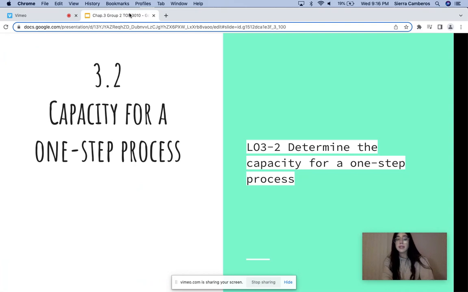Hey everyone, I'm Sierra, and I'm going to be focusing on section 3.2, which is capacity for a one-step process. That will also be our learning objective for this section as well.